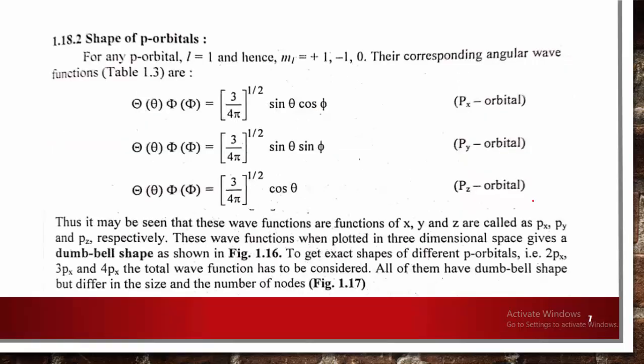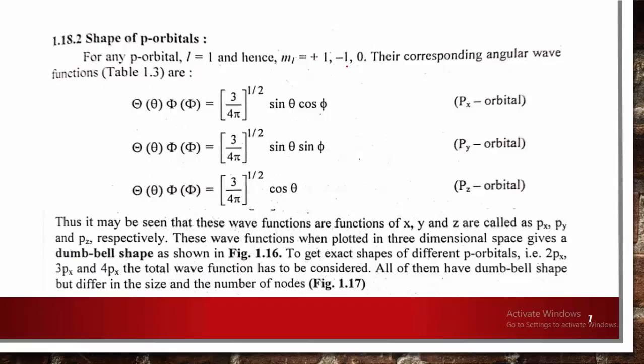Next is the shape of the p orbital. For any p orbital, the azimuthal quantum number l is equal to 1, and the magnetic quantum number varies from minus l to 0 to plus l. So for l equal to 1, we can write plus 1, 0, minus 1.